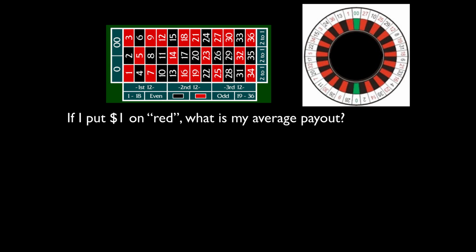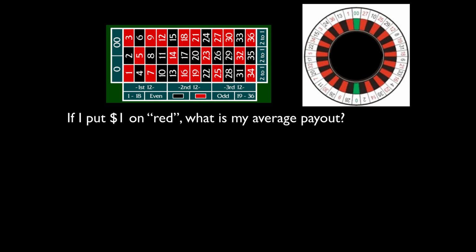If I put $1 on red, what is my average payout? Okay, so put one of my chips on red. That's your chip on that little guy there. What's your average payout? Well, do you know the odds? If I put a chip on red, and if I win, how many dollars do I get back? I get 2 back. I get the original chip plus another chip. That's what I get if I win. Right? That's true, I think.